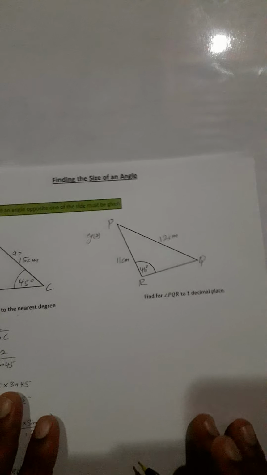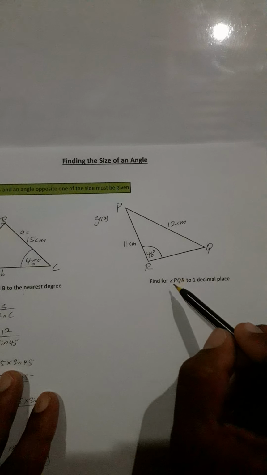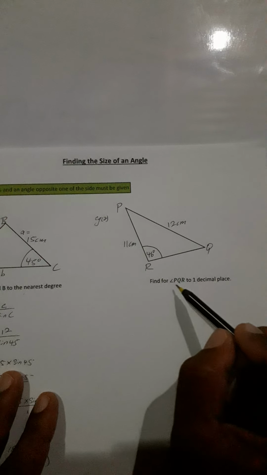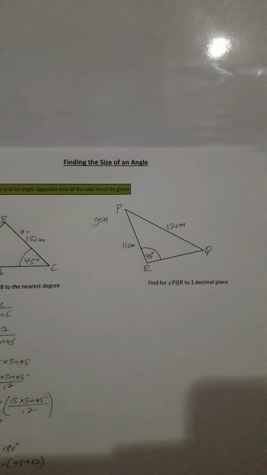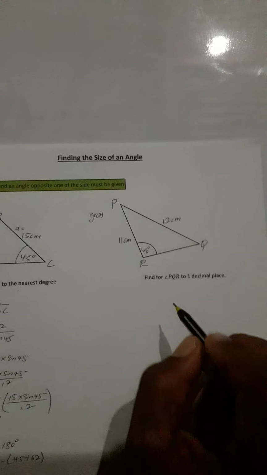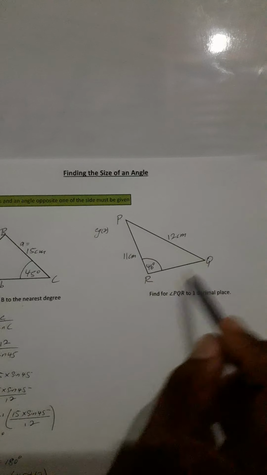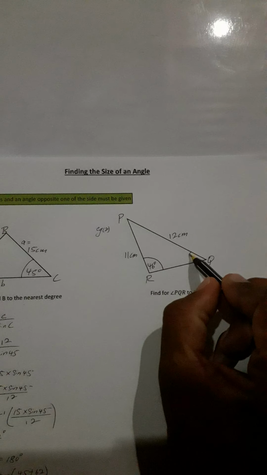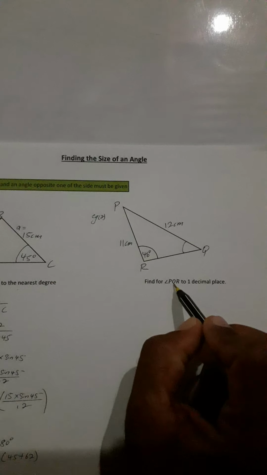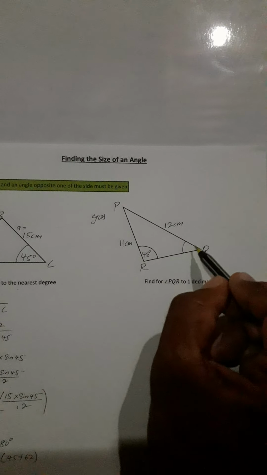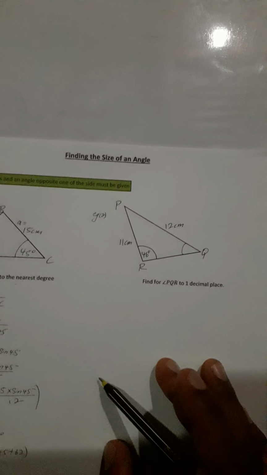Our second problem. Find, again the symbol represents angle, find angle PQR to one decimal place. Whenever you are given a question like this, find angle PQR, so we are talking about this angle. The angle is always the middle letter, so since it's PQR, it will be angle Q we need to find. So we want to find angle Q to one decimal place.